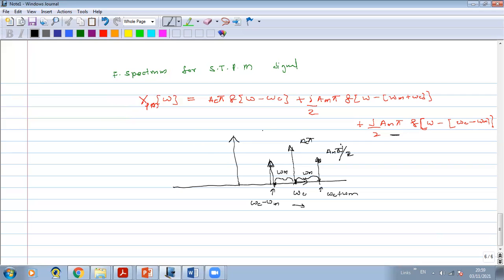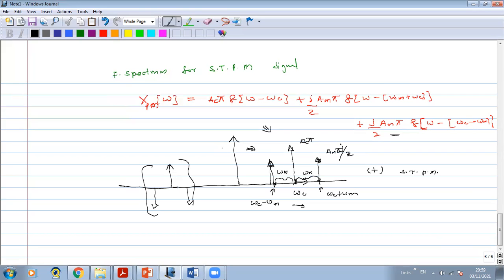So this is the first side spectrum for the single-tone phase modulated signal. And if you take the minus side, it will look like this, I hope. You can see it if you want, but for the answer, this will be enough.